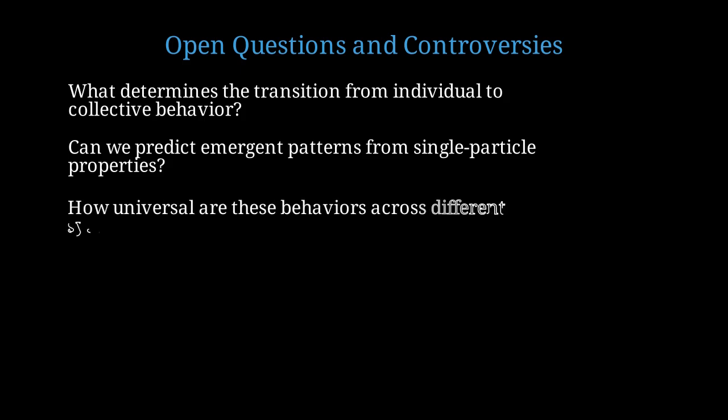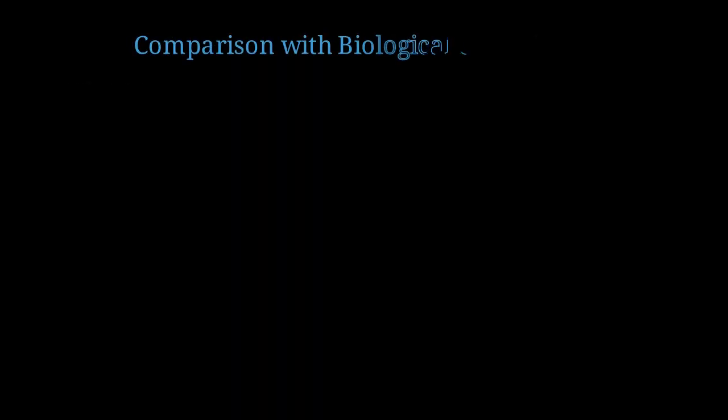There's also the question of universality. Do different physical implementations, platinum-gold particles in peroxide, enzymatic swimmers in glucose, thermophoretic particles, show the same universal behaviors, or are the details crucial? It's instructive to compare artificial chemotaxis in nanomotors with biological chemotaxis in bacteria. The similarities and differences are revealing.